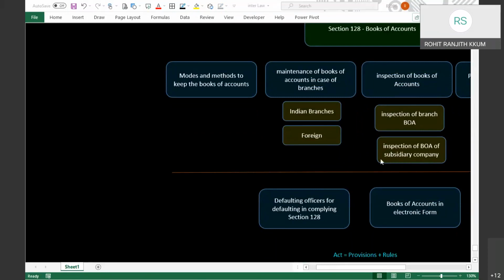Look, in entire CA Inter, the branch topic is coming many times. It has come for the books of accounts. It will come in the financial statements. Again, it will come in the auditor chapter. So take branch very seriously here.